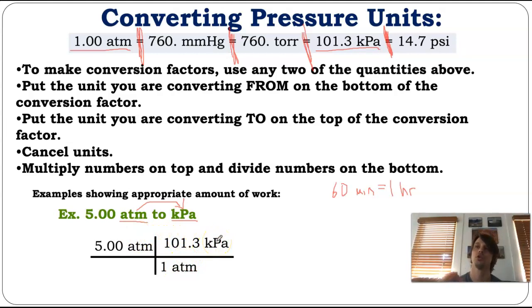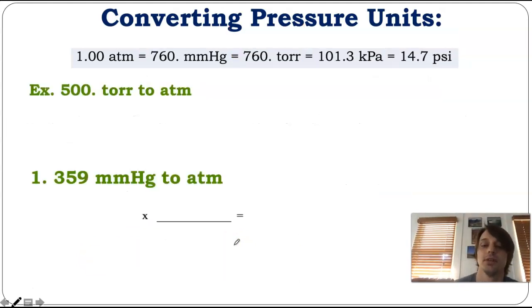Keep with your units, show your units, because again, as these get longer, as these get more complicated, it's easy to make mistakes on units. So please label everything. And then that equals 507 kilopascals after multiplying. So we're going to do just a couple more examples.